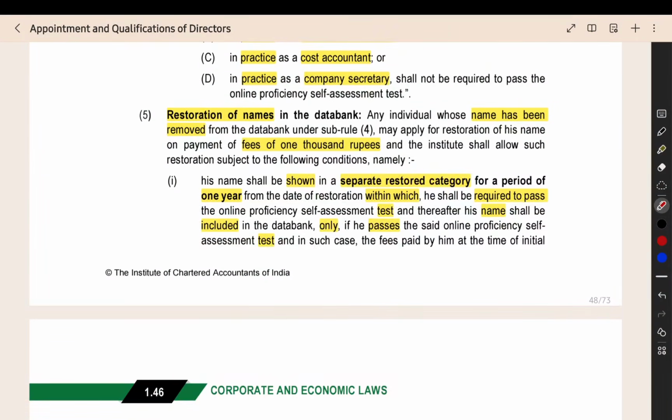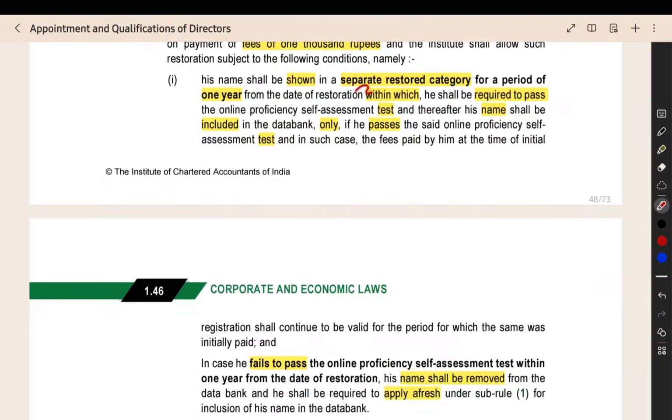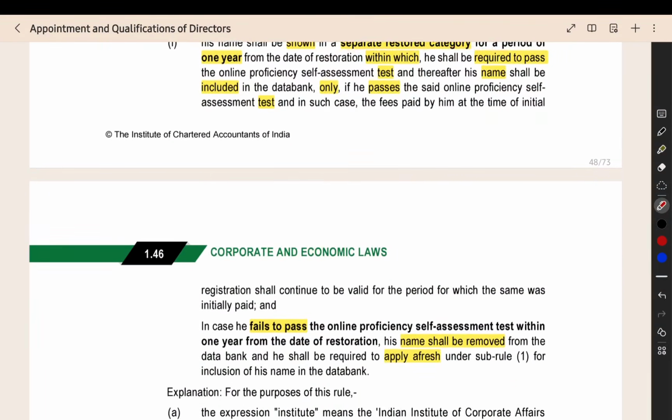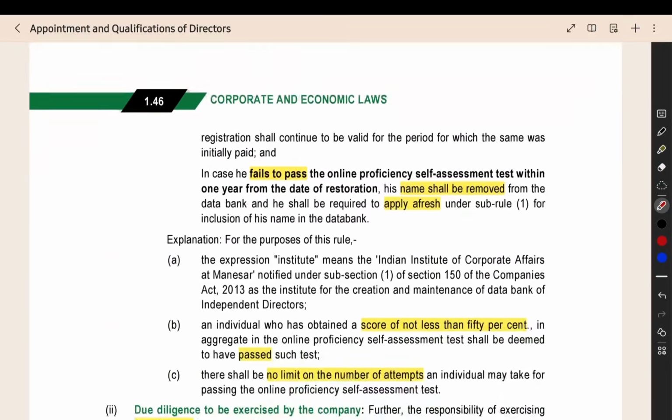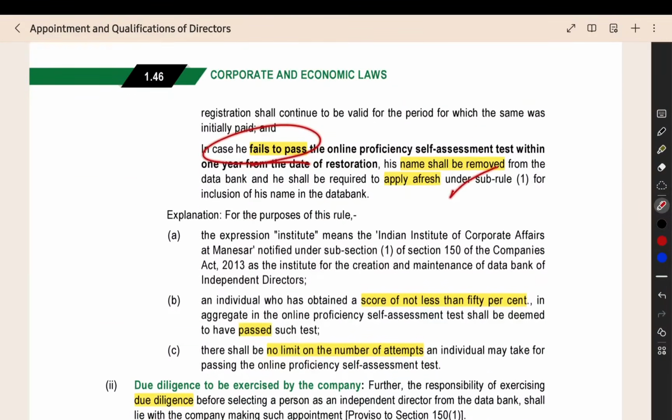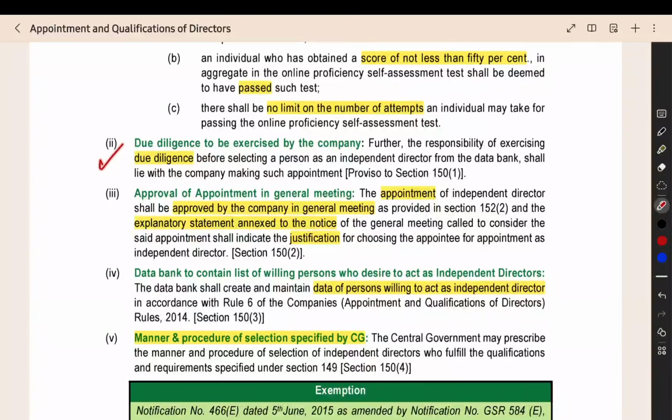Next, I told you that if you did not write and pass the test within the 2 years, your name is removed. Then you can apply for restoration of the name. It will be in a separate restored category. Within 1 year from that, you have to pass the exam again. If you fail to pass, you have to apply afresh. That is there. Then due diligence.